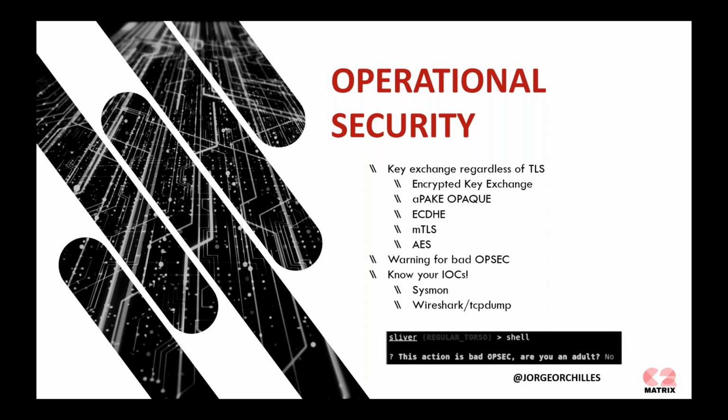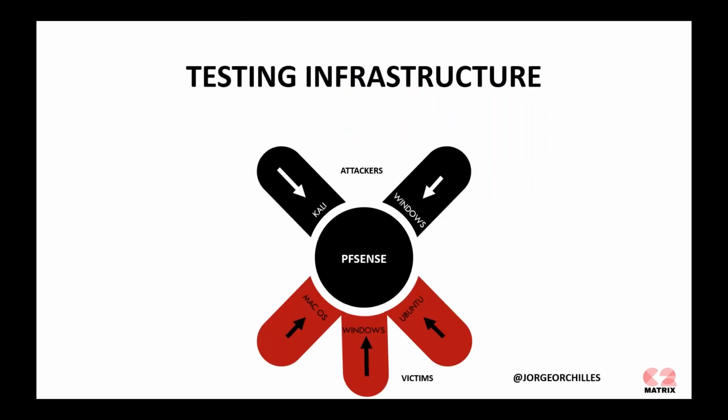And then you need to know your IOCs. This is very important for Red Team. Before you run or do anything in the target environment, you need to know what indicators of compromise you're going to be leaving behind and how the blue team can catch you. So for this, I ran Sysmon on the Windows systems, Wireshark and tcpdump on the Linux systems and Windows systems to see what the traffic looked like, make sure it was actually encrypted, and make sure that everything advertised actually worked.